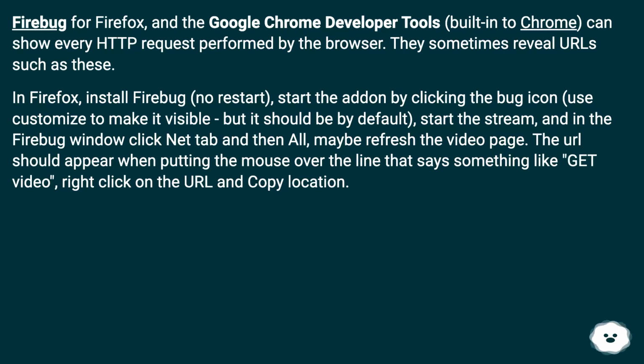In Firefox, install Firebug, no restart. Start the add-on by clicking the bug icon; use Customize to make it visible, but it should be by default. Start the stream, and in the Firebug window click the Net tab, and then All. Maybe refresh the video page. The URL should appear when putting the mouse over the line that says something like Get Video. Right-click on the URL and copy location.